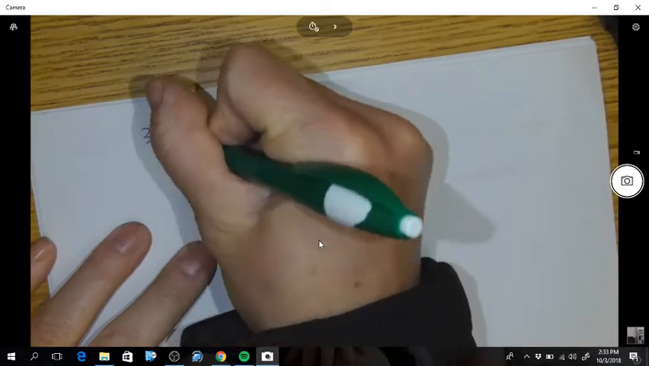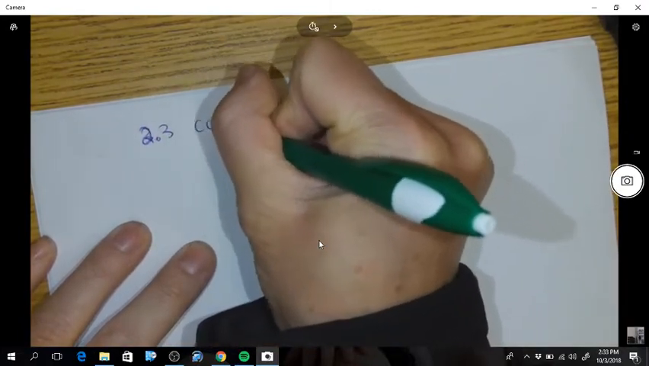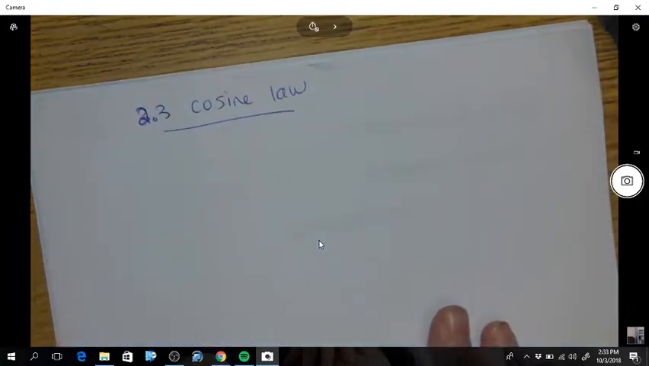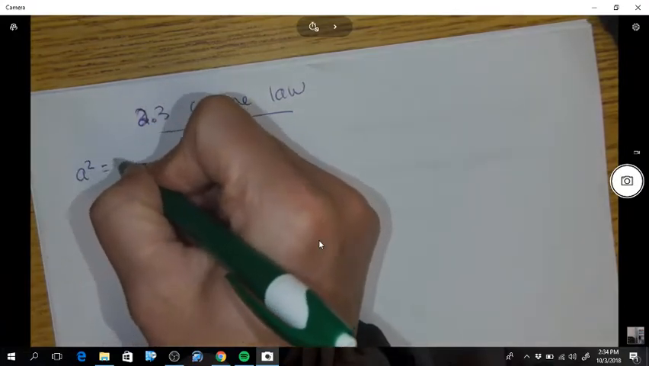Okay, today's lesson, 2.3, is cosine law. Cosine law: you're going to see two formulas on your formula sheet.